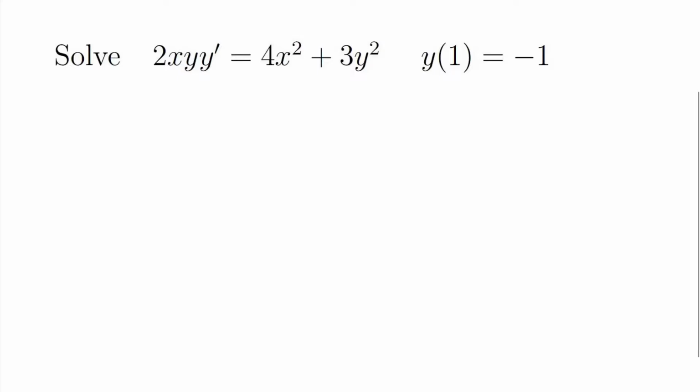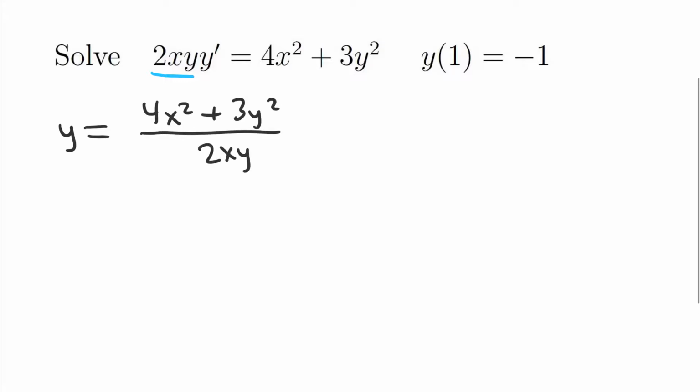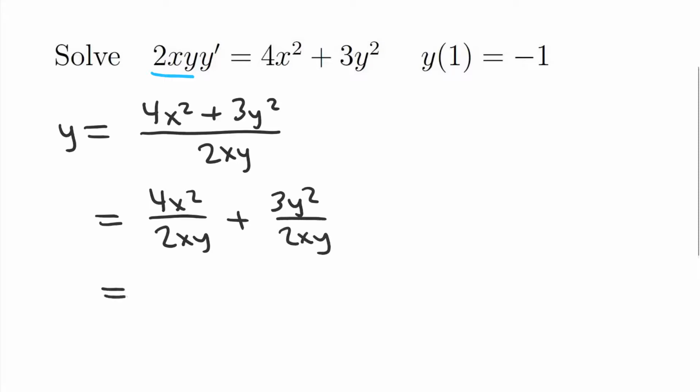The reason I can see that is if I isolate y prime, if I divide both sides by 2xy, then I get (4x squared plus 3y squared) divided by 2xy. If I distribute this out, I get 4x squared divided by 2xy plus 3y squared over 2xy. The first term is going to be 2x over y, and the second term is going to be 3y over 2x.